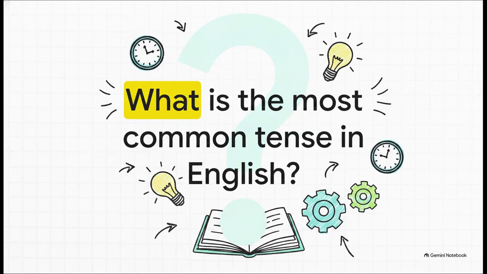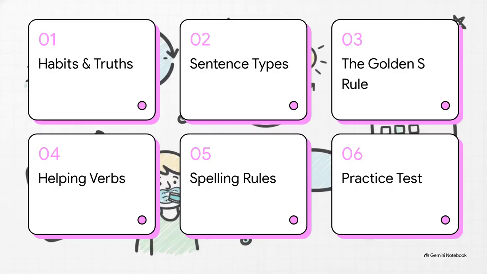So, I want to start off by throwing a question directly at you. What is the most common tense in the English language? Just think about it for a second. Solving this little mystery is literally the key to speaking and writing English with genuine confidence. Well, the answer, of course, is the present indefinite tense. But why is it so common, and how do we actually unlock its power? Let's find out. Here's our quick agenda for today's explainer.